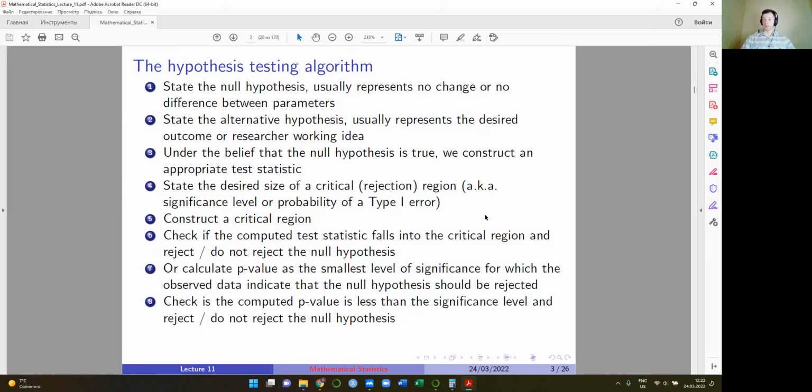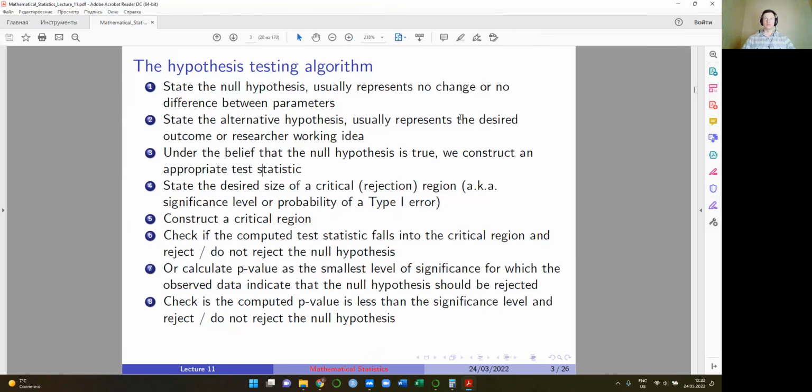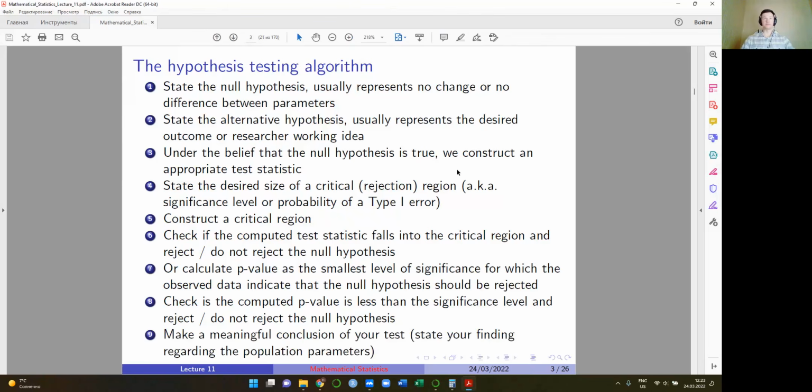So that's a repetition. It might be useful for your midterm, because, as I promised, in the midterm you will have some hypothesis testing tasks based on the previous material. Maybe you have any questions regarding the testing or the previous material. No questions. Okay, then let's start today's topic.